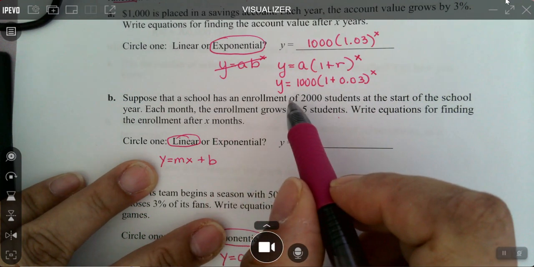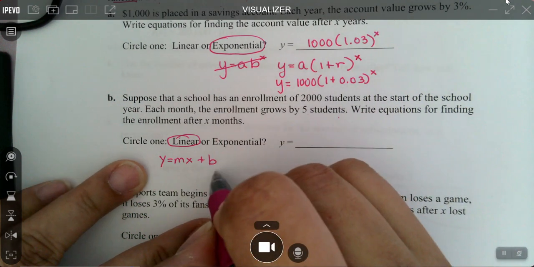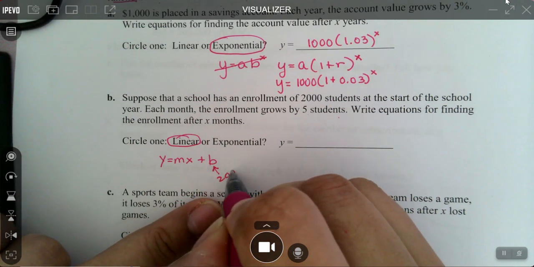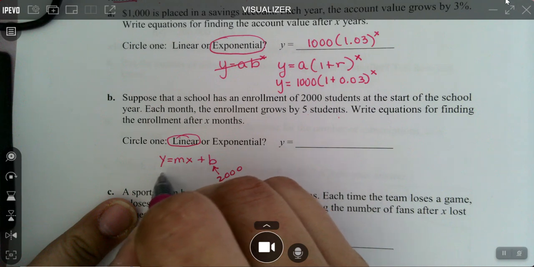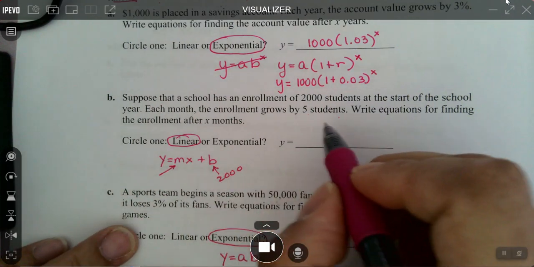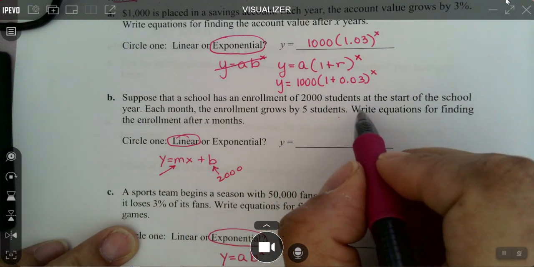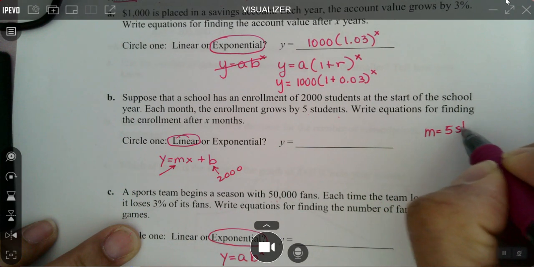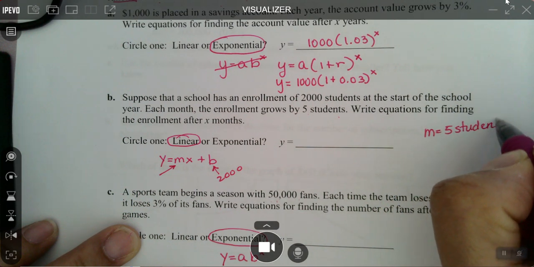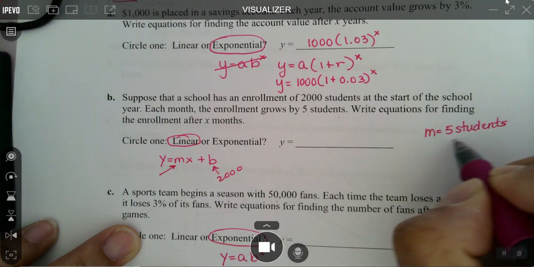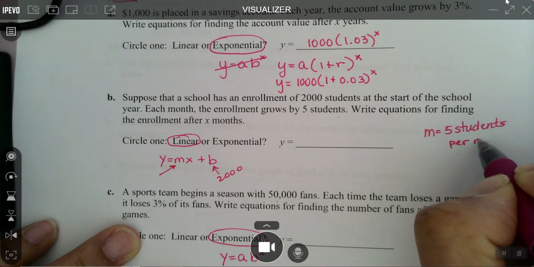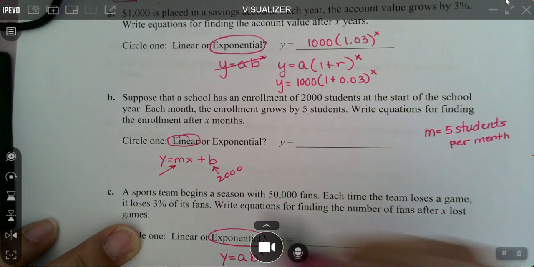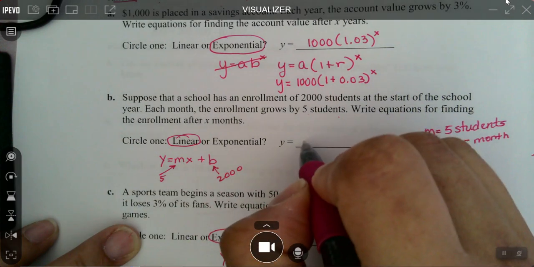The school starts with an enrollment of 2,000 students, so that means the starting initial value is 2,000. And it's growing, what's the slope? 5 students per month. You see how that's a rate, students per month? So this one is 5. So this is y equals.